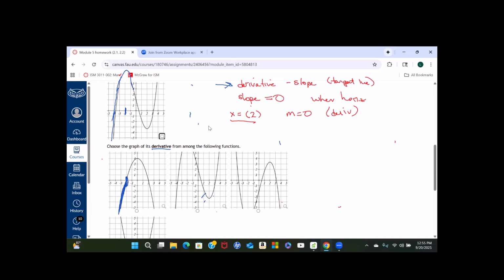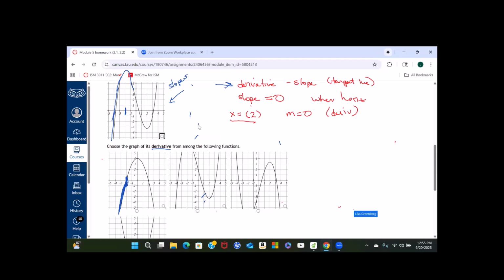Do you understand that for this graph, I'm looking at the slopes? Because that's the derivative, and I'm trying to find the graph of the derivative. Is that a yes from everybody? Yes. Good.